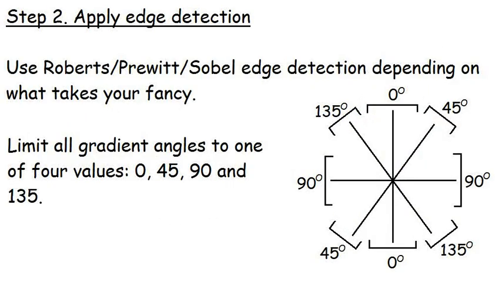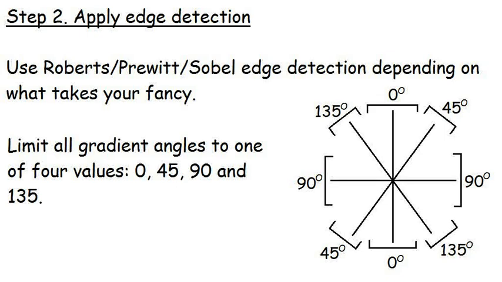Step 2 is to apply an actual edge detection algorithm to the noise-filtered image. This is where you fall back on your algorithm of choice. We've been through 3. One thing I should mention is that for each pixel in the image, the gradient angle is limited to one of 4 values.